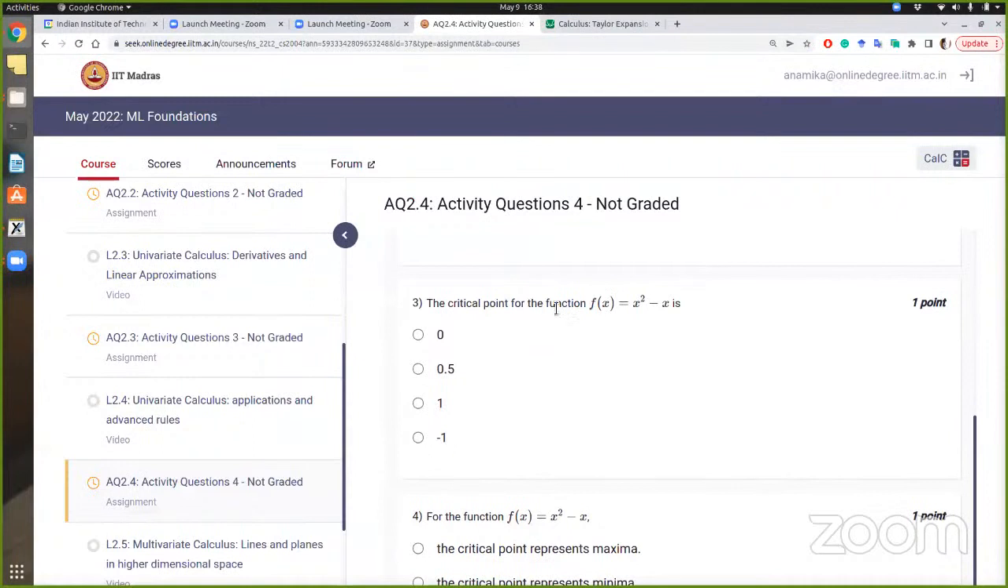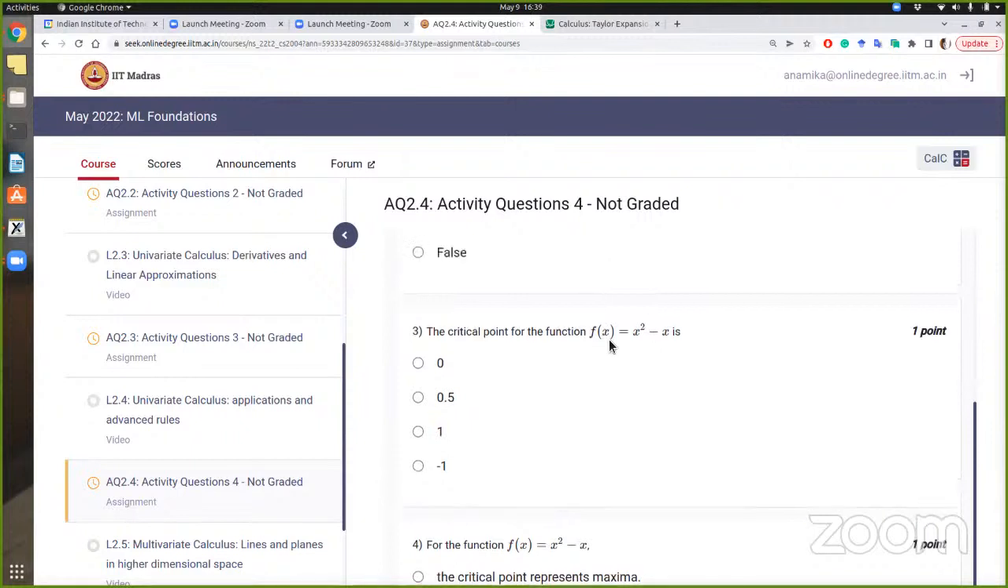Next question. The critical point for the function. What are the critical points? Where the function is minimized or maximized, and how do we find them? Can anybody tell? By putting the first derivative equal to 0. Yes, compute the first derivative and equate it to 0, and whatever values of x you get are the critical points. In this case, it will be 2x minus 1 is equal to 0, so 0.5. Yeah, that should be this one.